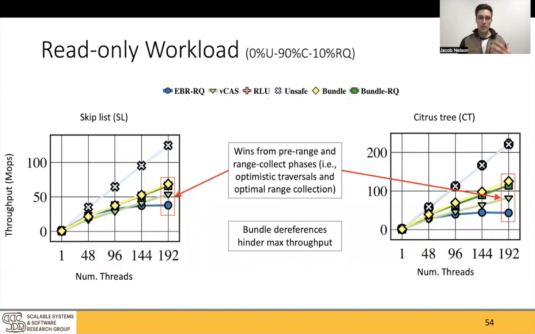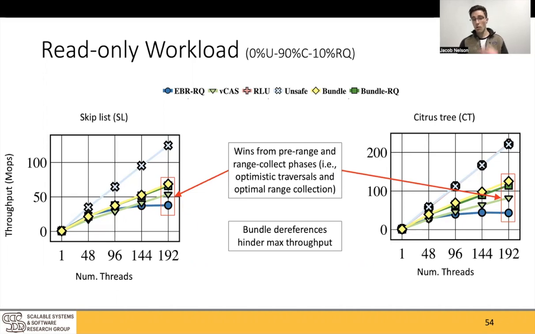I think this is illustrative of the performance of our range queries in isolation, without the impact of concurrent updates. The first thing I want to point out is that compared to VCAS and EBR-RQ, we're able to win because of our optimistic traversals and our optimal range collection. We avoid the dereference overhead when we don't need it, and we also are able to only visit those nodes that are required by our particular snapshot. Whereas for EBR-RQ, that might not be the case.